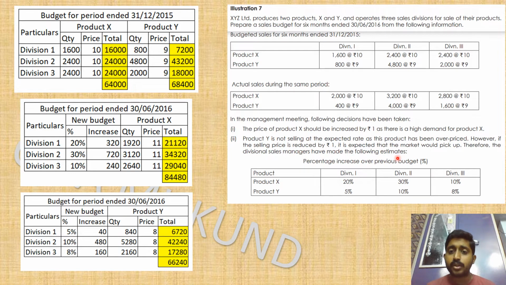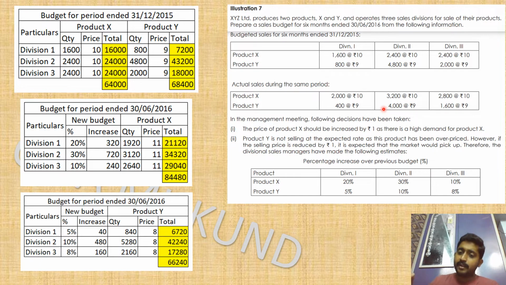If you see product Y, the last 6 months budget was 800 for division 1, but actually only 400 was sold. 4800 for division 2, but only 4000 is sold. So what does this show? Y is getting sold less than the budget, so less than the target. Budget is the target, so we are selling less than the target. What does this mean?